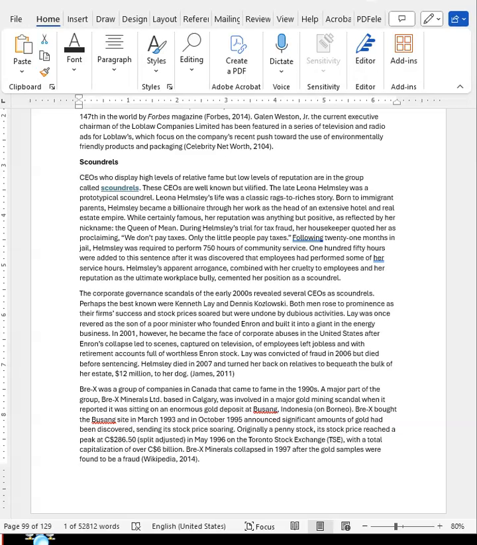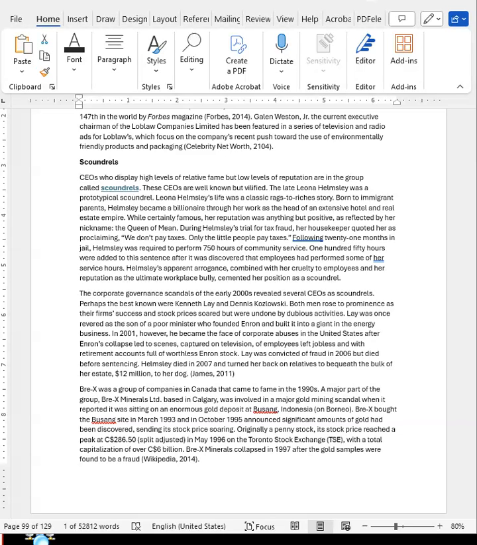Lay was once revered as the son of a poor minister who founded Enron and built it into a giant in the energy business. In 2001, however, he became the face of corporate abuses in the United States after Enron's collapse led to scenes, captured on television, of employees left jobless and with retirement accounts full of worthless Enron stock. Lay was convicted of fraud in 2006 but died before sentencing.